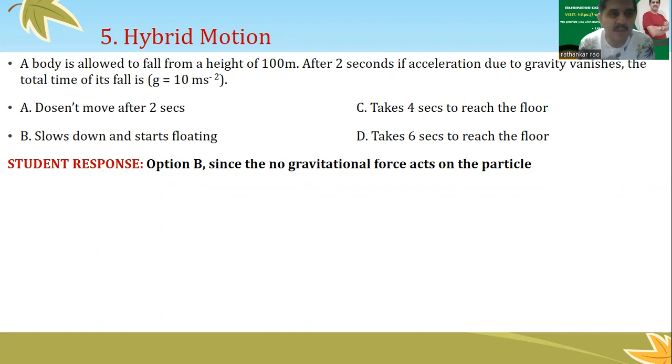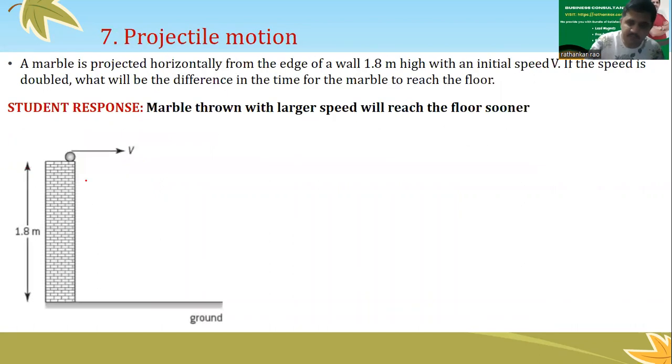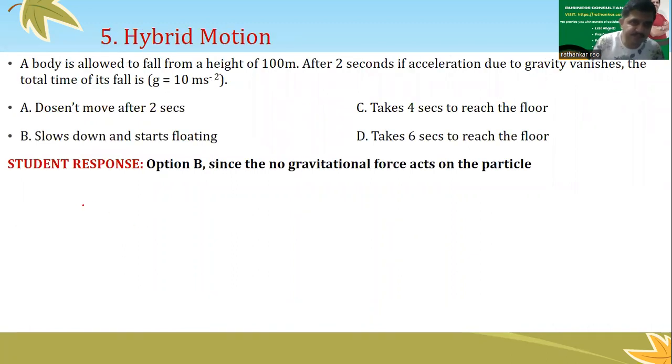Okay, so a body is allowed to fall from a height of 100 meters. So you have the cursor. You have an object. This is the ground. So you're allowing it to fall by a height of 100 meters. This height is 100 meters.